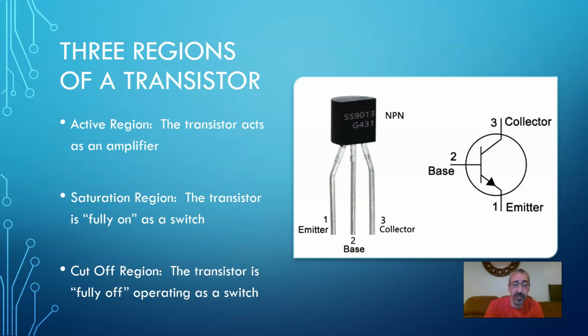A saturation region. The transistor is fully on as a switch. So we have the ability to turn it on, and when we turn it on, there is a flow. And we have a cutoff region. The transistor is fully off, operating as a switch. So we have an area where stuff moves, an area where stuff stops, and an active one where we are growing our signal, so to speak.